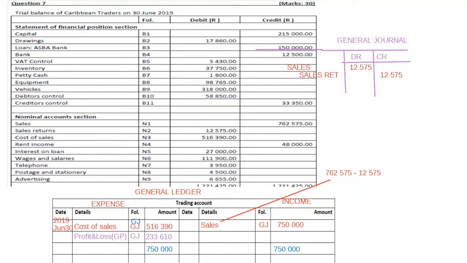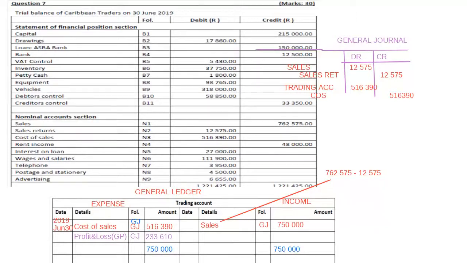In the trading account, I'm going to say 516,390. Can you see? And then I'm going to say cost of sales on the credit side, 516,390.